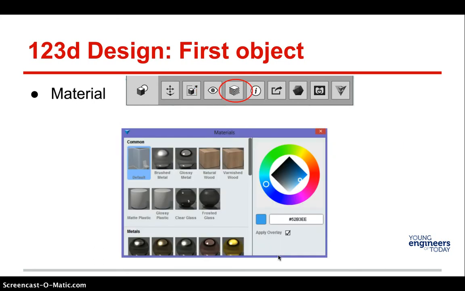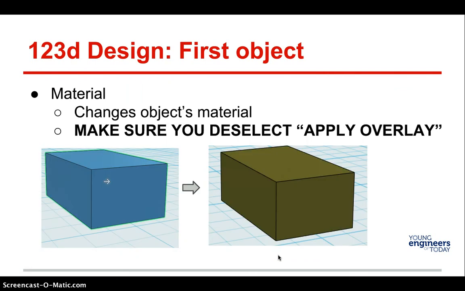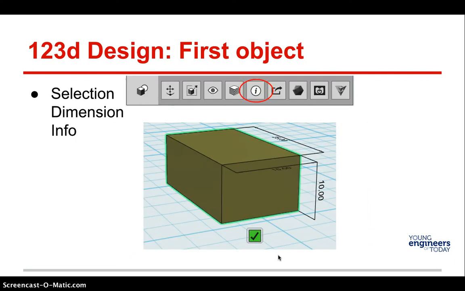And then you have your materials. Make sure you explore these. It's a lot more advanced with your options compared to Tinkercad. It has a similar feel to SketchUp, to anyone who's played with SketchUp or used SketchUp to design anything. And as you can see, you can change the object's material. Make sure you deselect, which will apply and overlay. And then last is your dimension, which I believe is on Windows and not on Mac.